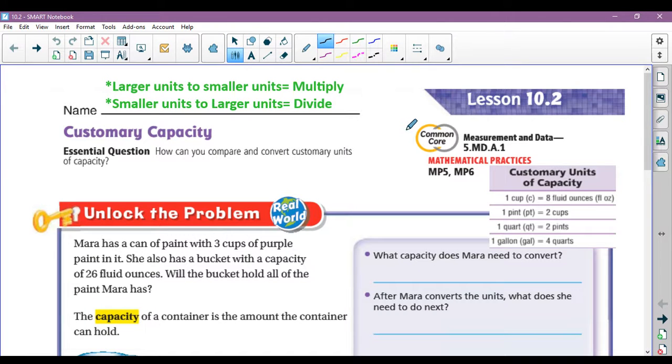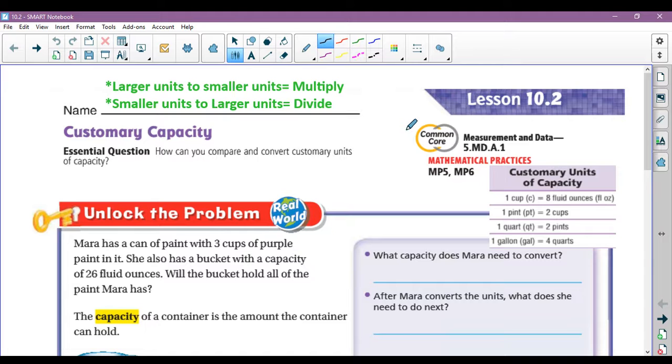Hey gang, so on lesson 10.1, we worked with customary length, and now in lesson 10.2, we're going to take a look at customary capacity. And capacity, remember, has to deal with the amount that a container can hold.